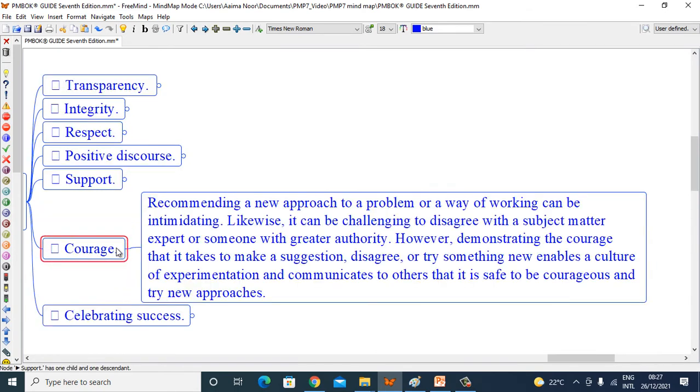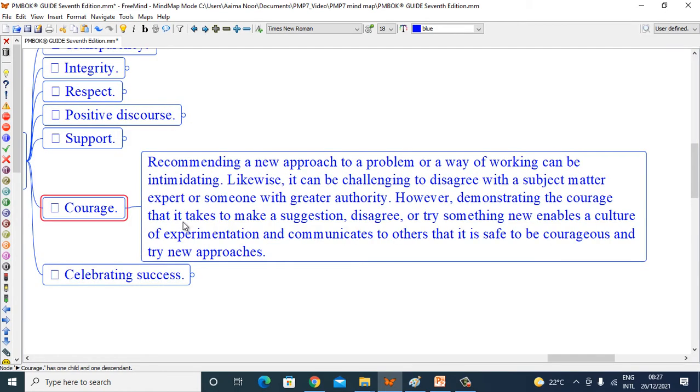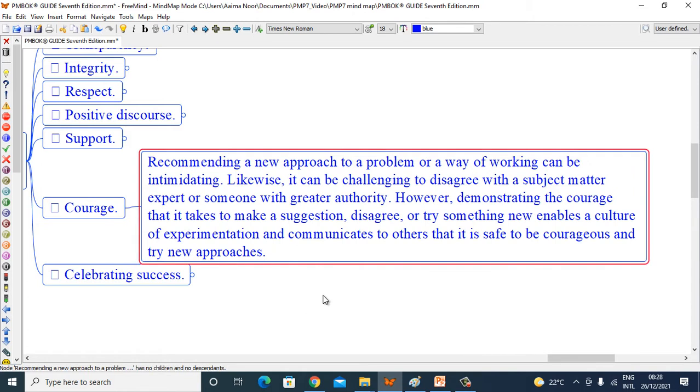Courage. Recommending a new approach to a problem or way of working can be intimidating. Likewise, it can be challenging to disagree with a subject matter expert or someone with great authority. However, demonstrating the courage that it takes to make a suggestion, disagree, or try something new enables a culture of experimentation and communicates to others that it is safe to be courageous and try new approaches.